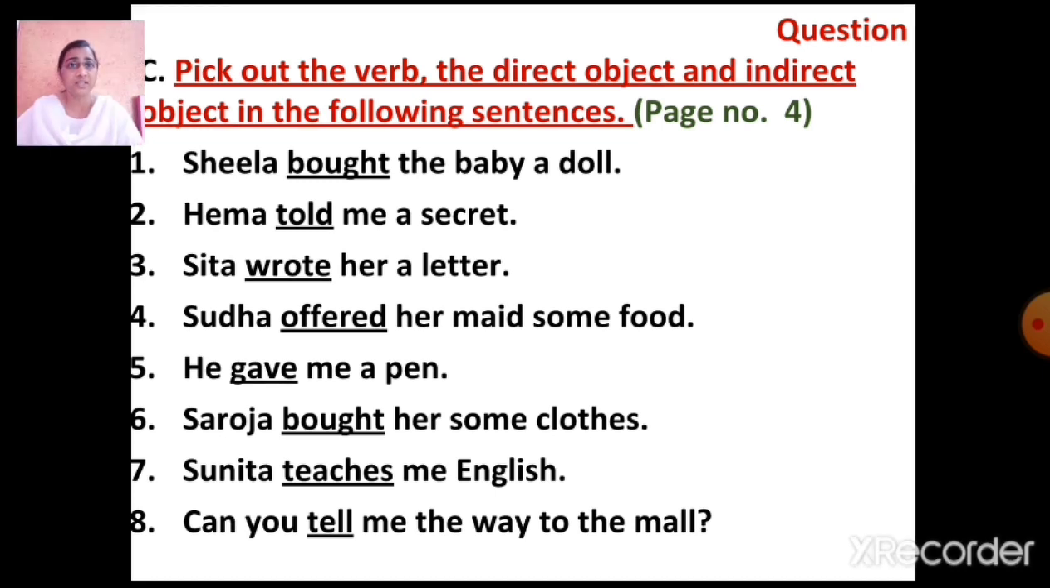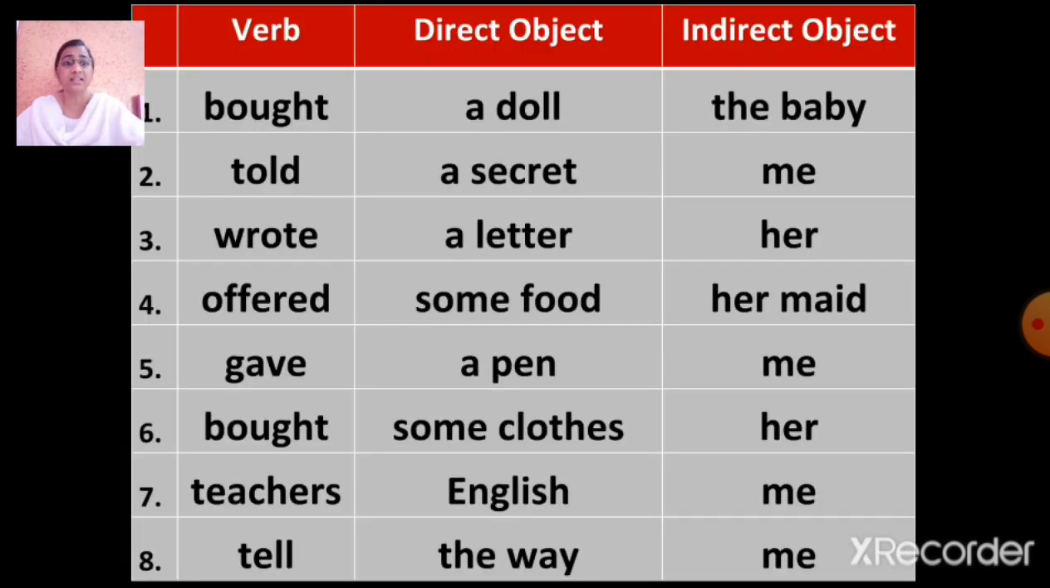Now let's look at the first sentence. Sheila bought the baby a doll. Now here the verb is bought. Then ask question. Bought what? And we get the answer, a doll. So a doll is direct object. Then ask another question. For whom? And we get the answer, the baby. So the baby is indirect object. Alright, now you need to write something like this, that is in the given table provided in your grammar workbook.